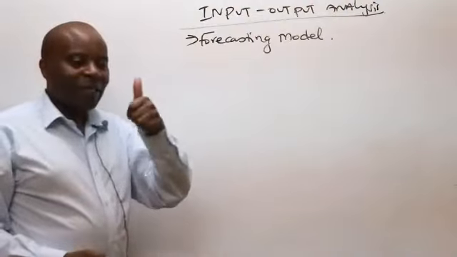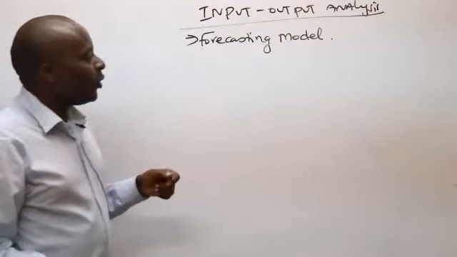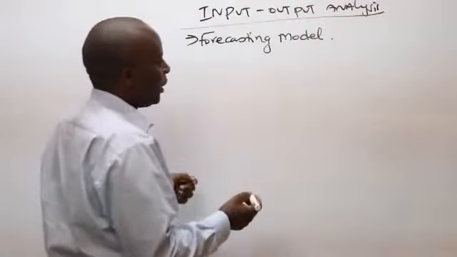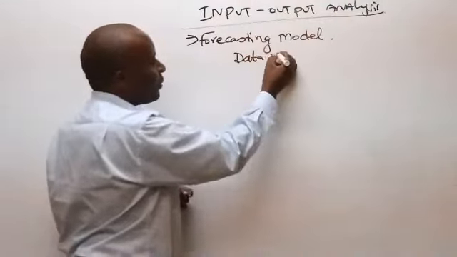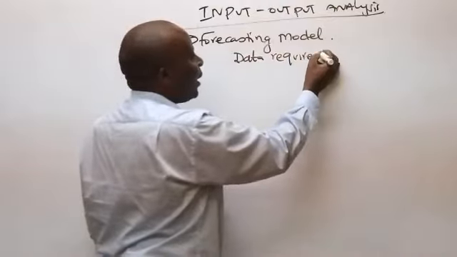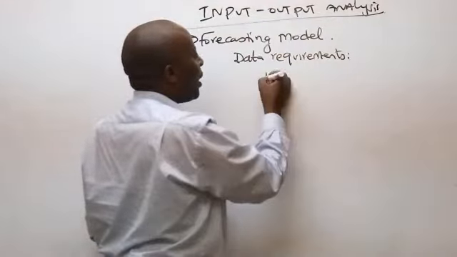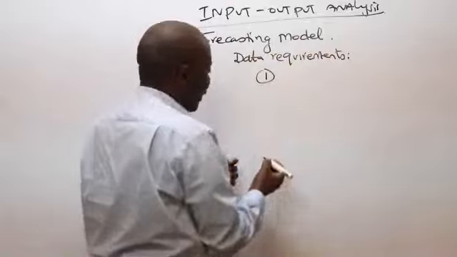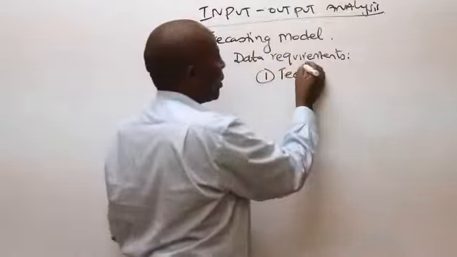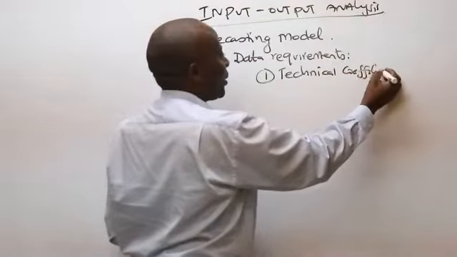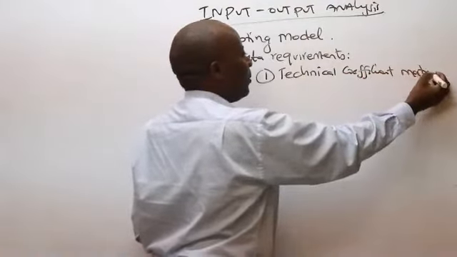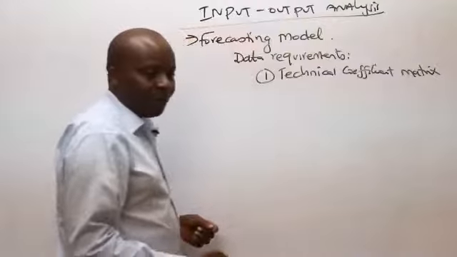Normally, ladies and gentlemen, you'll be given two things. So in this case, the data requirements for you to be able to predict: number one, you need what we call the technical coefficients matrix. That is number one.